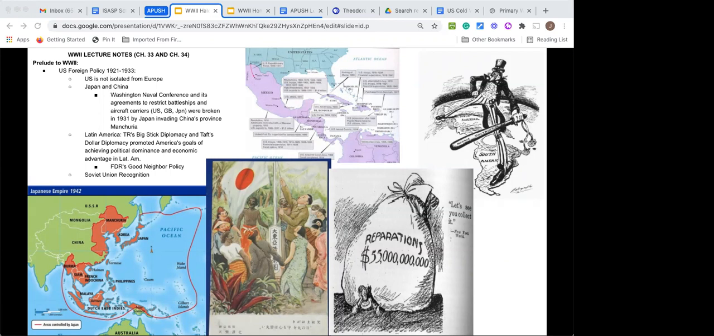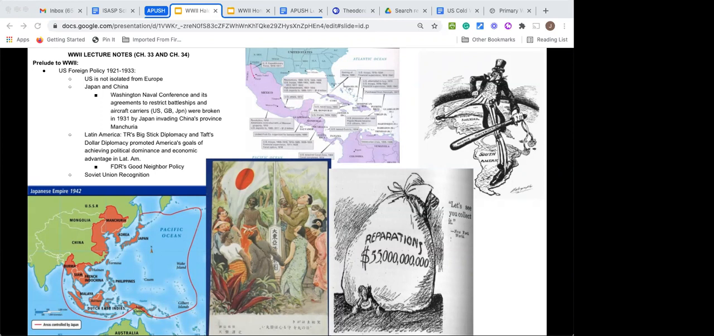Now, the next part of our US foreign policy at this time is going to be in Latin America. And we are going to continue friendly relations with Latin America. FDR is going to undo some of what Taft and Wilson had established by removing troops from Haiti and Nicaragua. And so he creates what's called his Good Neighbor Policy.